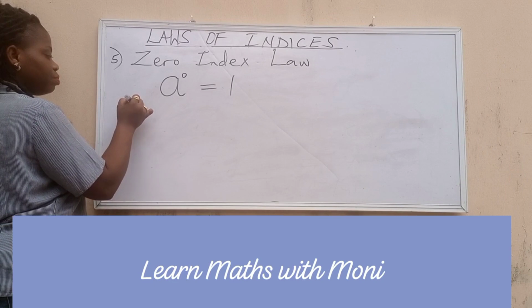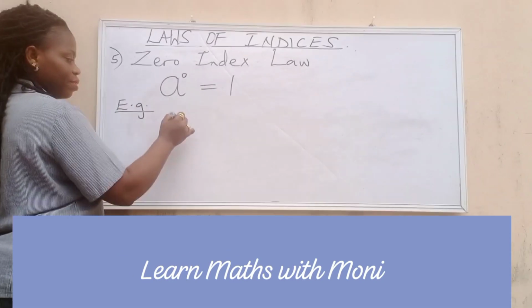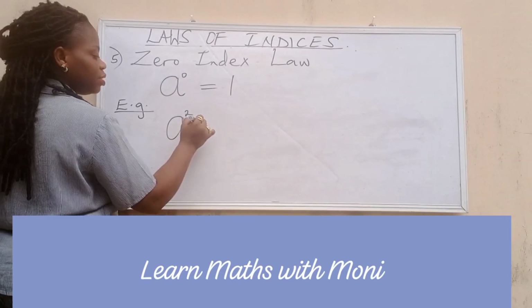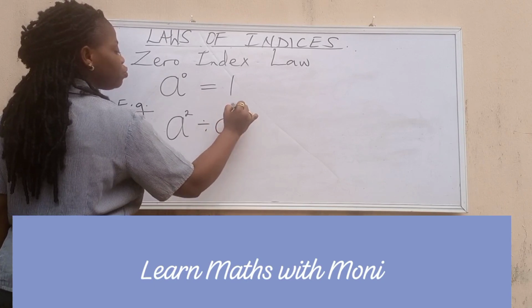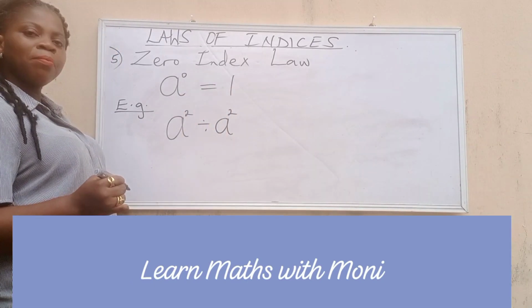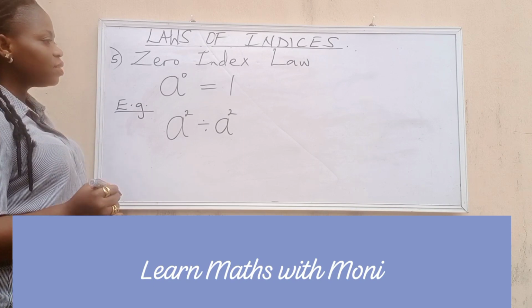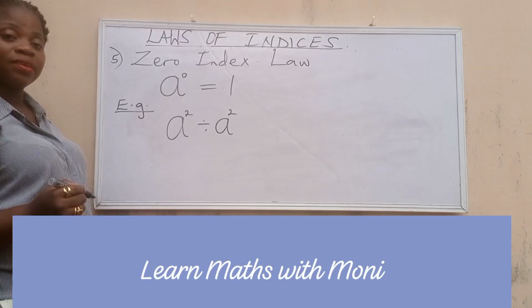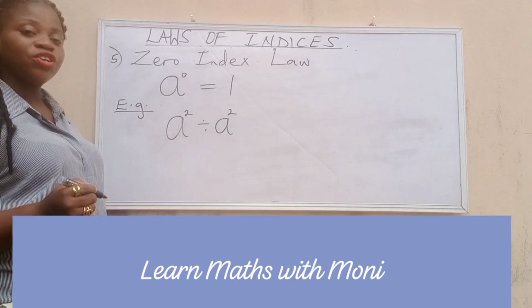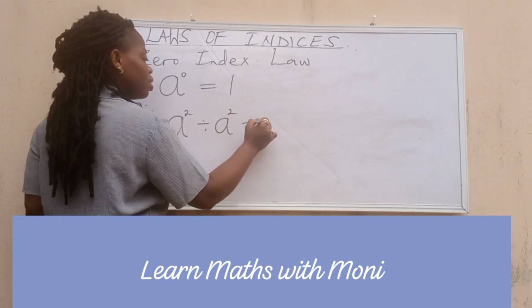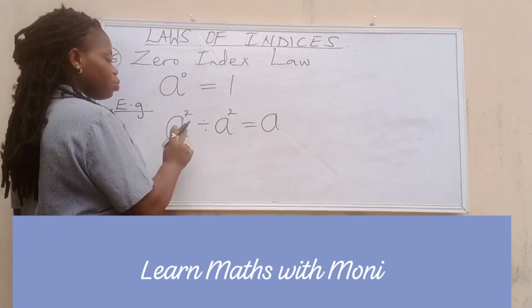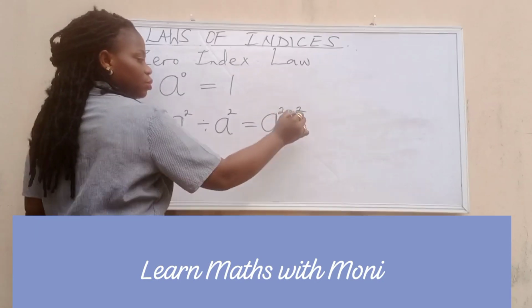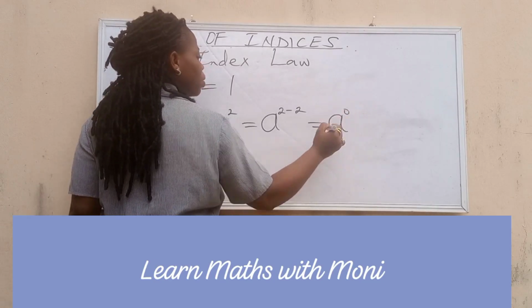For example, if I have a raised to power 2 divided by a raised to power 2, remember the law of division, which says when we have the same base dividing each other like this, it means we can say we have a raised to power 2 minus 2, which is equal to a raised to power 0.